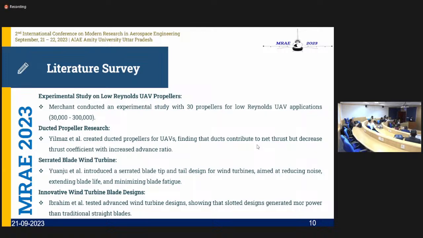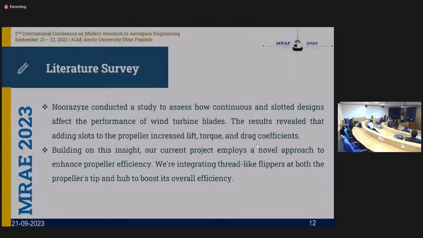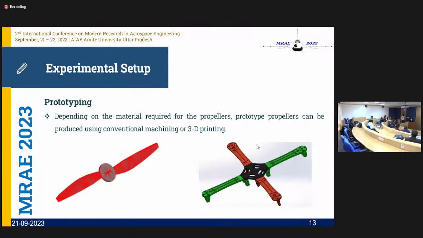So turbine blade design. Ibrahim et al. tested advanced wind turbine designs, showing that the slotted design generated more power than traditional straight blades. So keeping all these things in mind, we have designed our prototype.